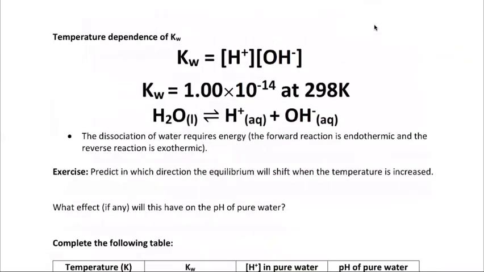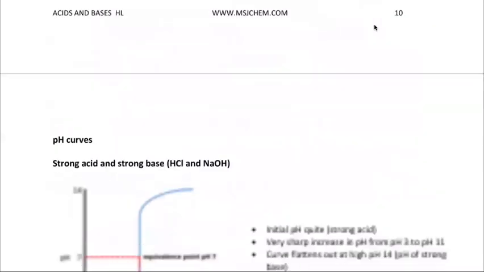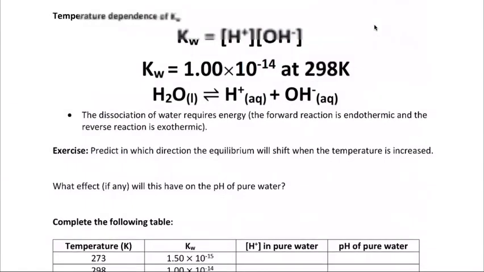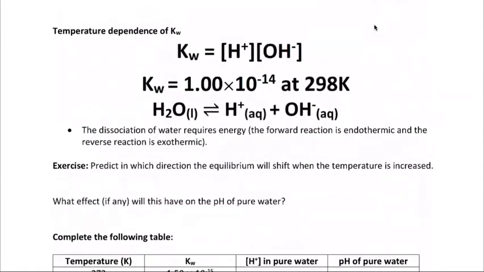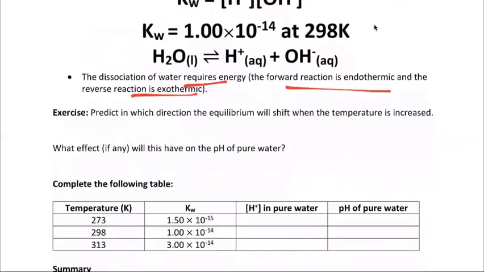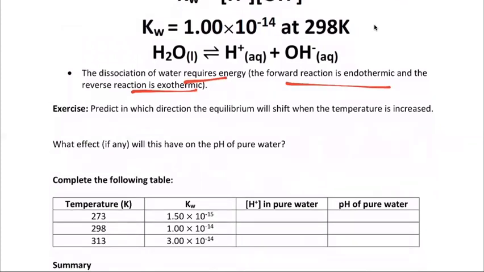Okay. The last little part here is just talking about the temperature dependence. So it's just reminding us that for Kw to actually be 1 times 10 to the negative 14, it has to be at 298 Kelvin. And that's because the dissociation of water requires energy. So that means the forward reaction's endothermic, the reverse reaction's exothermic. And so it is dependent on temperature, because temperature will cause the equilibrium to shift in one direction or the other, like Le Chatelier's principle says.